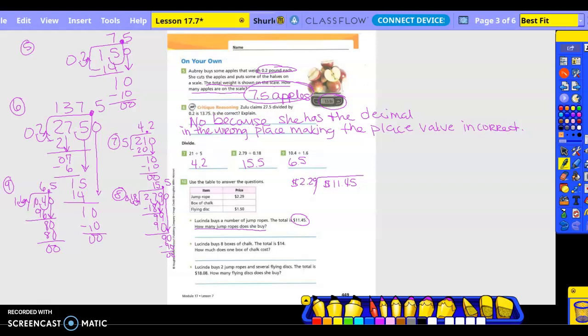$2.29. So what do I do first? Move the decimal 2 places to the right. What I do with the divisor, I do with the dividend. Okay.